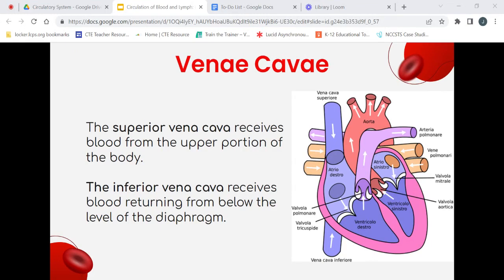So the superior vena cava receives blood from the upper portion of the body. The inferior vena cava receives blood returning from below the level of the diaphragm.